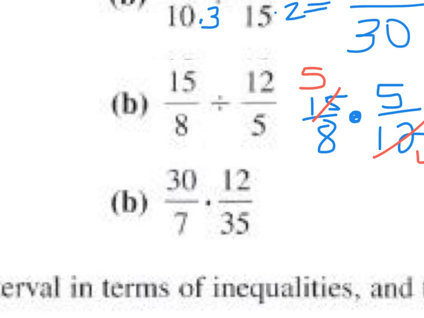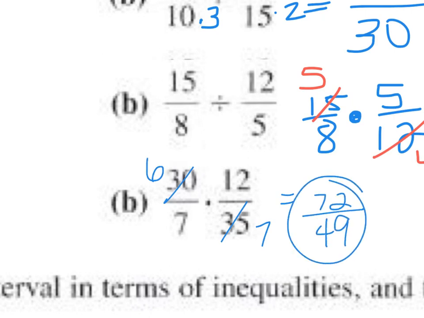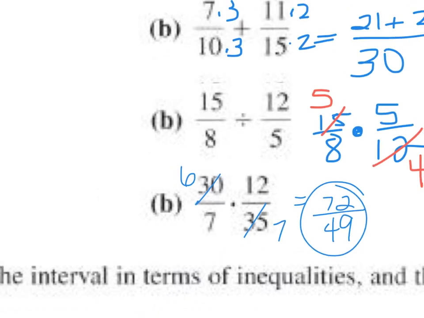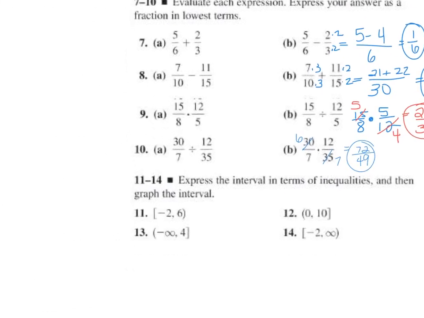Yeah. What number goes into 30 and 35? 5. 5 goes into 30 6 times. 5 goes into 35 7 times. Agreed? 6 times 12, anybody? 72. Good. And then 7 times 7? Perfect. Good. We good? Yes?